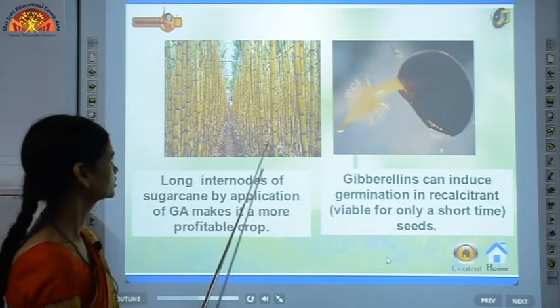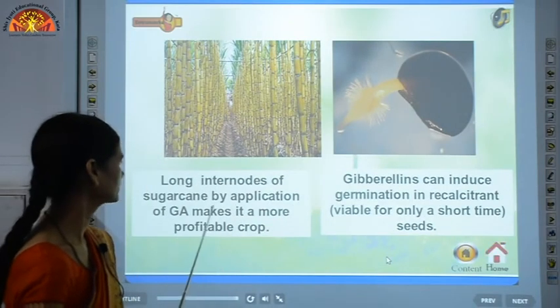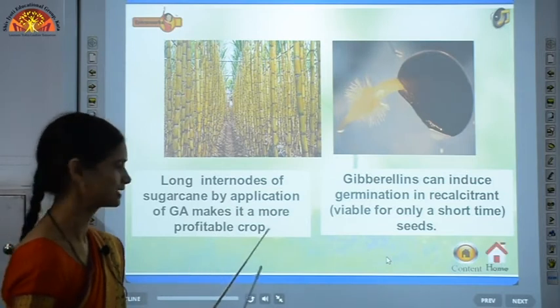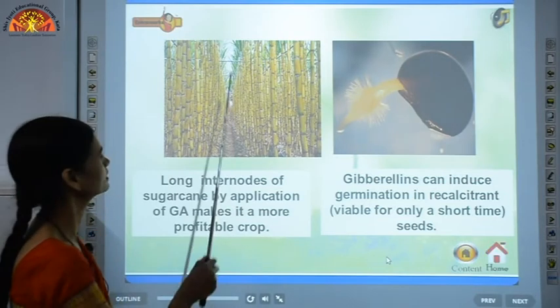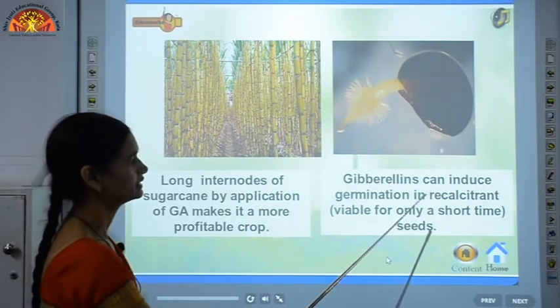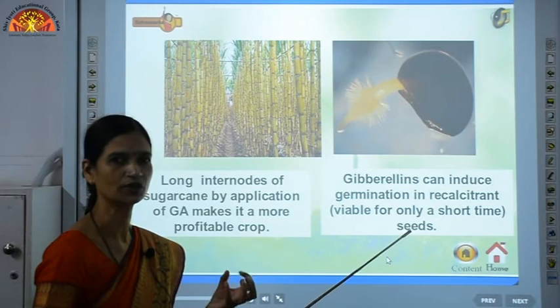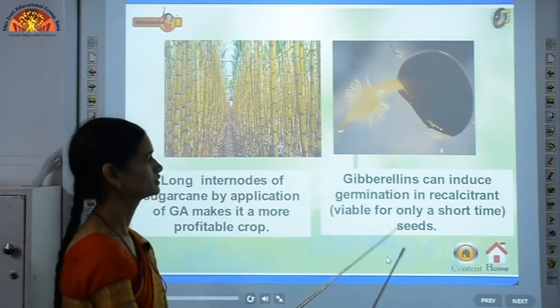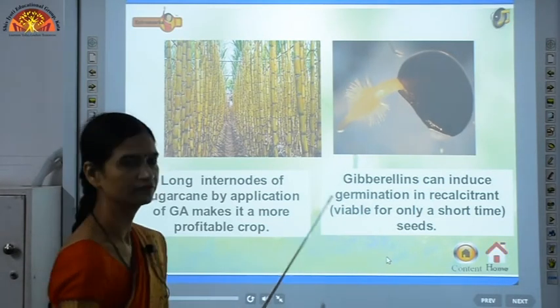You can see these are the sugarcane plants. Long internodes of sugarcane by application of gibberellic acid makes it a more profitable crop. Similarly, gibberellins can induce germination in such plants जो बहुत short time के लिए viable होते हैं. तो those seeds can be germinated with the help of gibberellin.